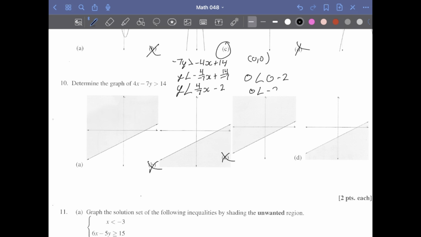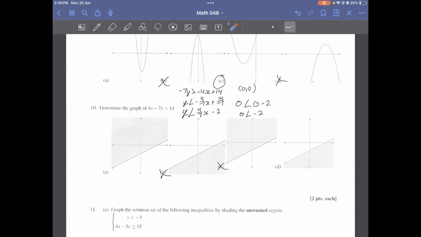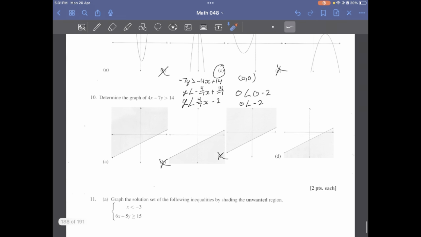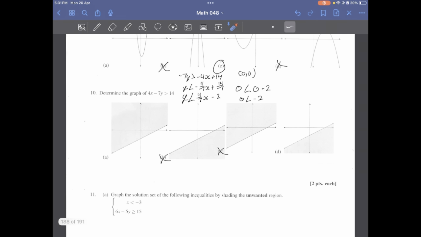So 0 is less than negative 2. 0 is not less than negative 2. The side with 0, 0 doesn't contain the values that are less than 4 over 7x minus 2. So we're going to shade the side that doesn't have 0, 0 on it. So this is the side with 0, 0. So we're going to shade this side. So D would be our answer.